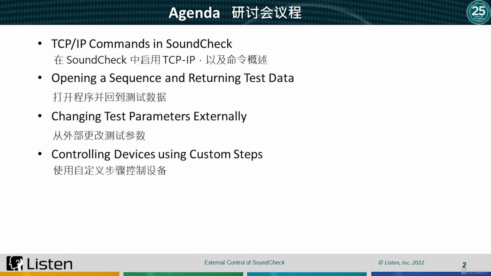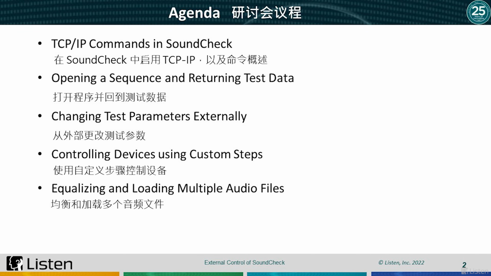Next, we'll demonstrate how to load a test signal onto a device under test. In this case, we'll use an Android phone using a custom step in a SoundCheck sequence. This applies anytime you're using a device that supports external control, as you could tell it to play a test signal, adjust volume, etc., all directly from SoundCheck.